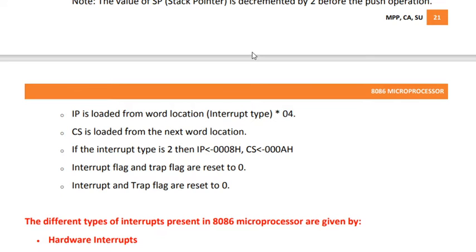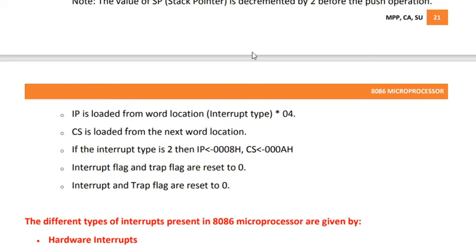Subsequently, the interrupt flag and trap flag are reset to 0. This is done in order to ensure that the interrupt flags are reset. So once the IP and the CS are loaded with the address of the ISR, the ISR is executed.